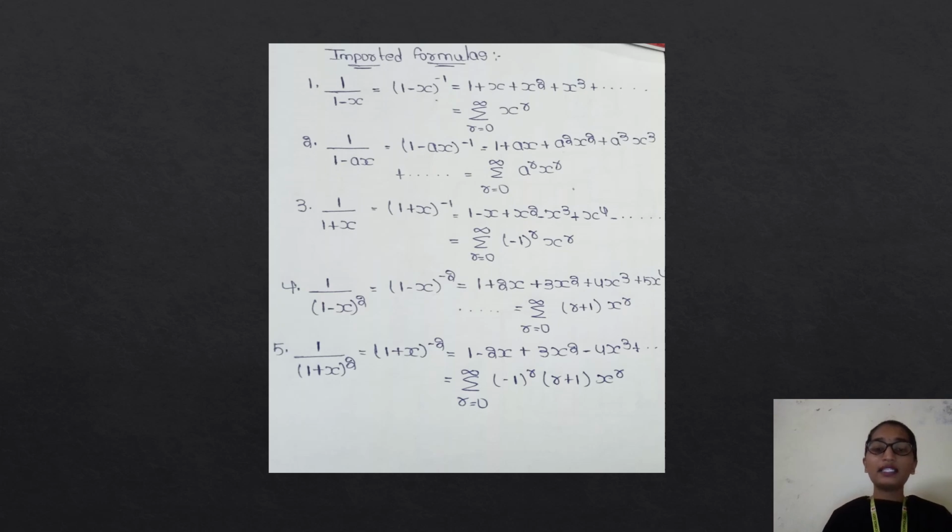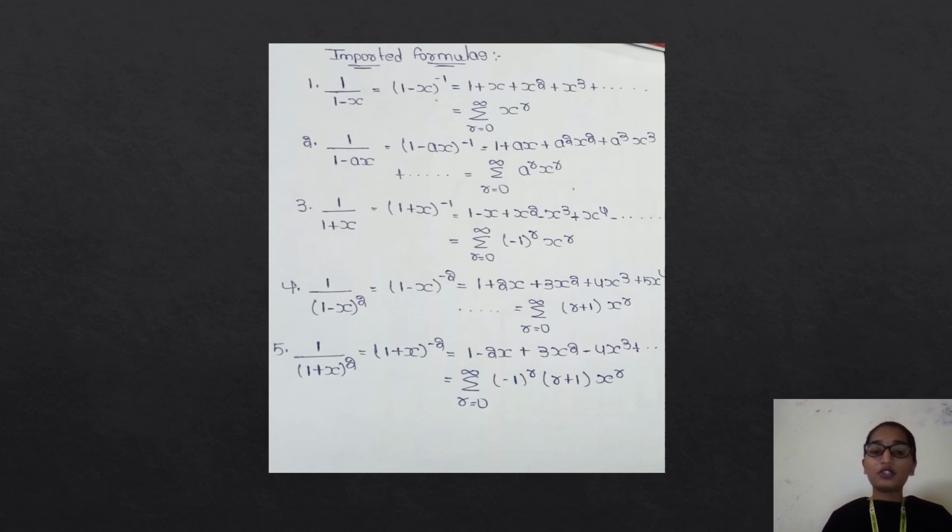1/(1 + x) = (1 + x)^(-1) = 1 - x + x^2 - x^3 + x^4 - and so on. Here we can write this formula as summation r = 0 to infinity of (-1)^r x^r. 1/(1 - x)^2 = (1 - x)^(-2) = 1 + 2x + 3x^2 + 4x^3 + and so on. Here we can write this formula as summation r = 0 to infinity of (r + 1) x^r.